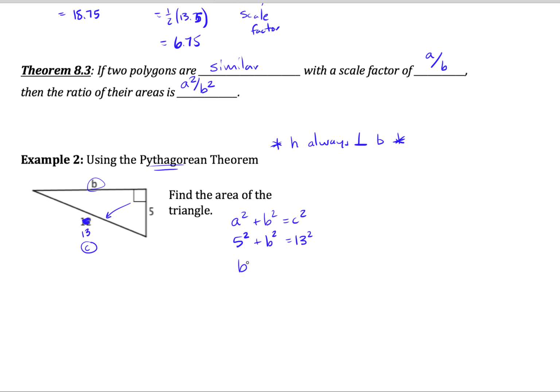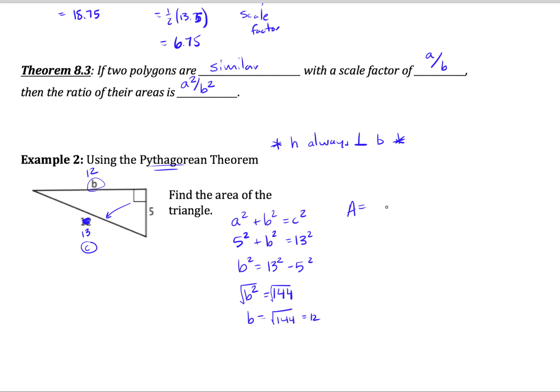Now I'm going to rearrange this and say that b squared would be 13 squared minus 5 squared. If I type 13 squared minus 5 squared into my scientific calculator, it tells me that b squared needs to be 144. That would mean that if I square root both sides, b would equal the square root of 144, which is 12. So this side right here is now 12.